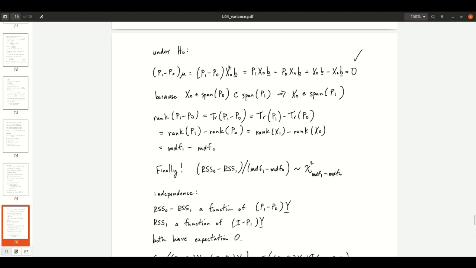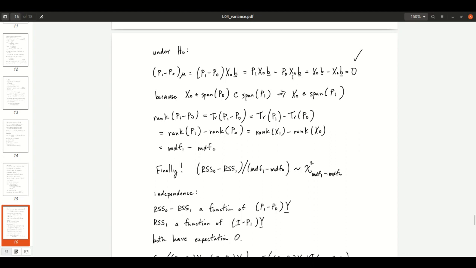Now this is maybe a bit of an abuse of notation. I'm defining B here to be the vector. So for example, in the grandparent example, B would just be B0, B1, B2. So B is playing multiple roles here, but we can know what that means by the context. So B has to have the same number of elements as the number of columns of X0. Okay, writing this out, we get P1 X0B minus P0 X0B.